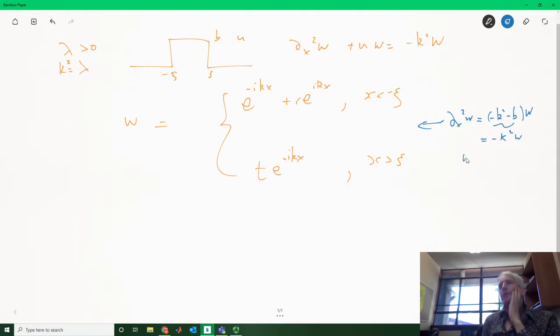So we get w is equal to e to the I kappa x plus b e to the minus I kappa x. We can write these as sines and cosines, and it doesn't really matter, but it's more convenient, more standard to write that as sines and cosines.